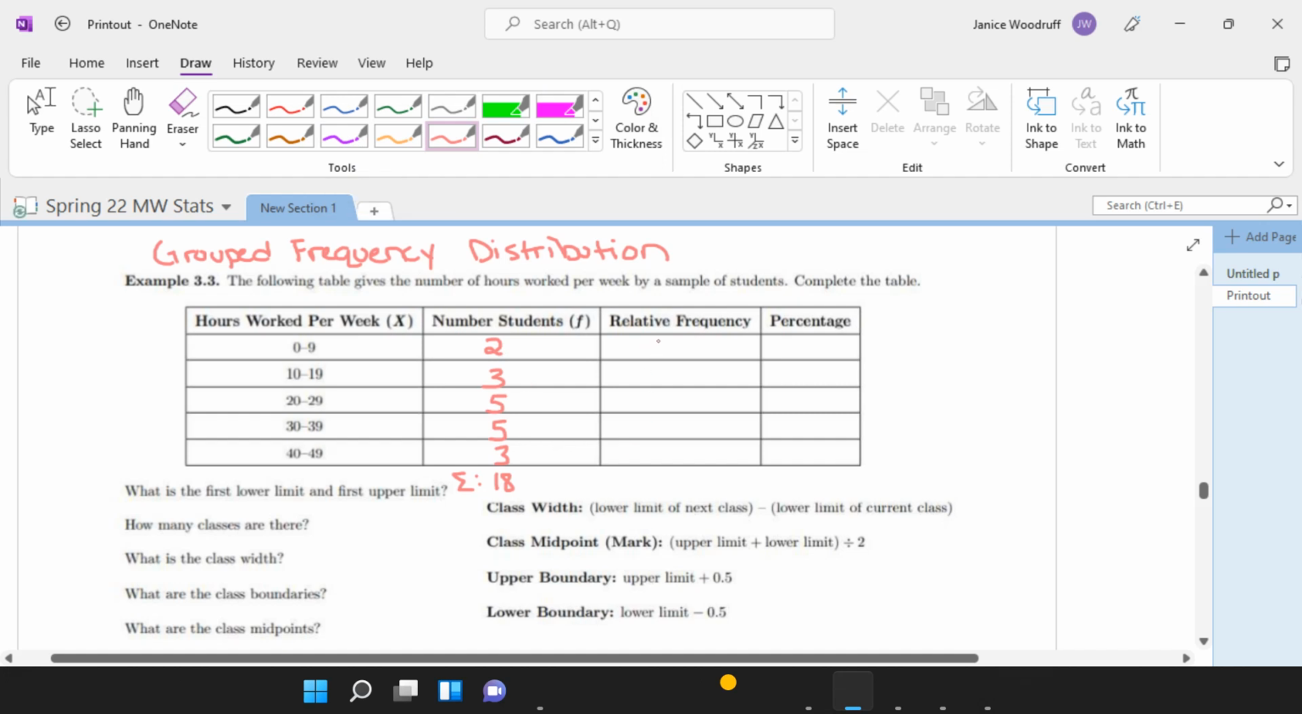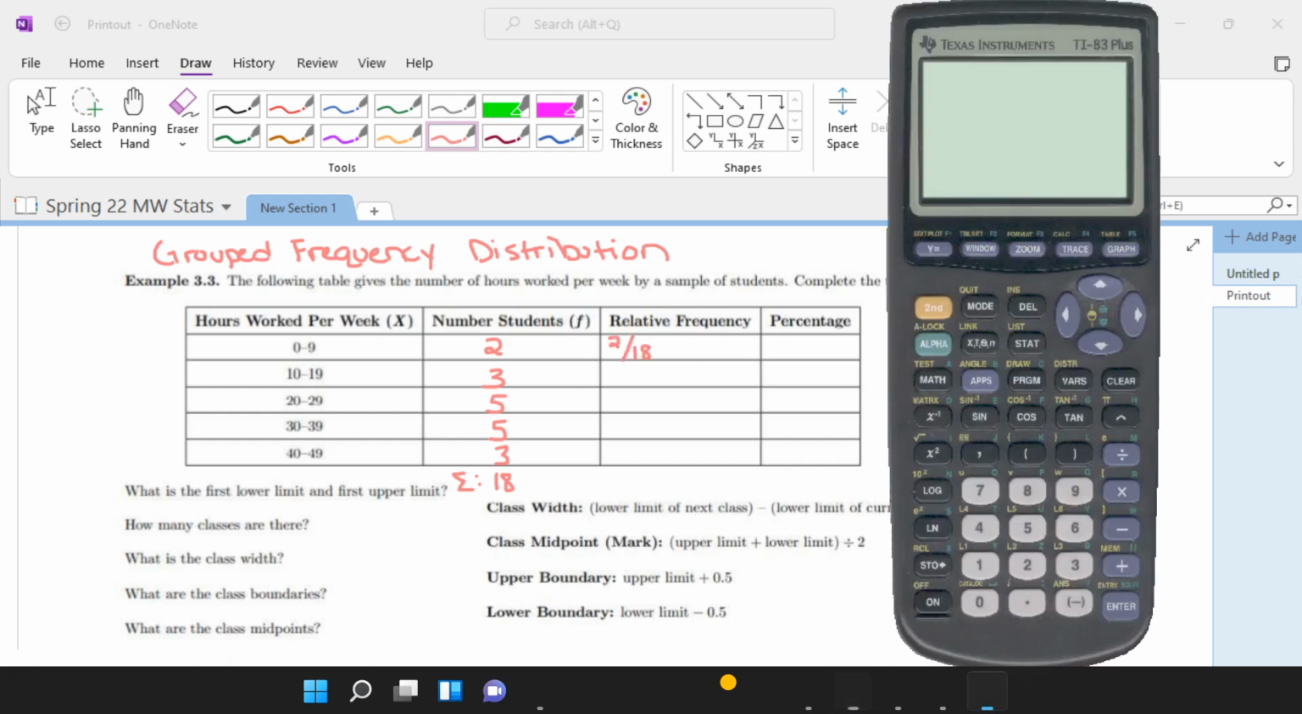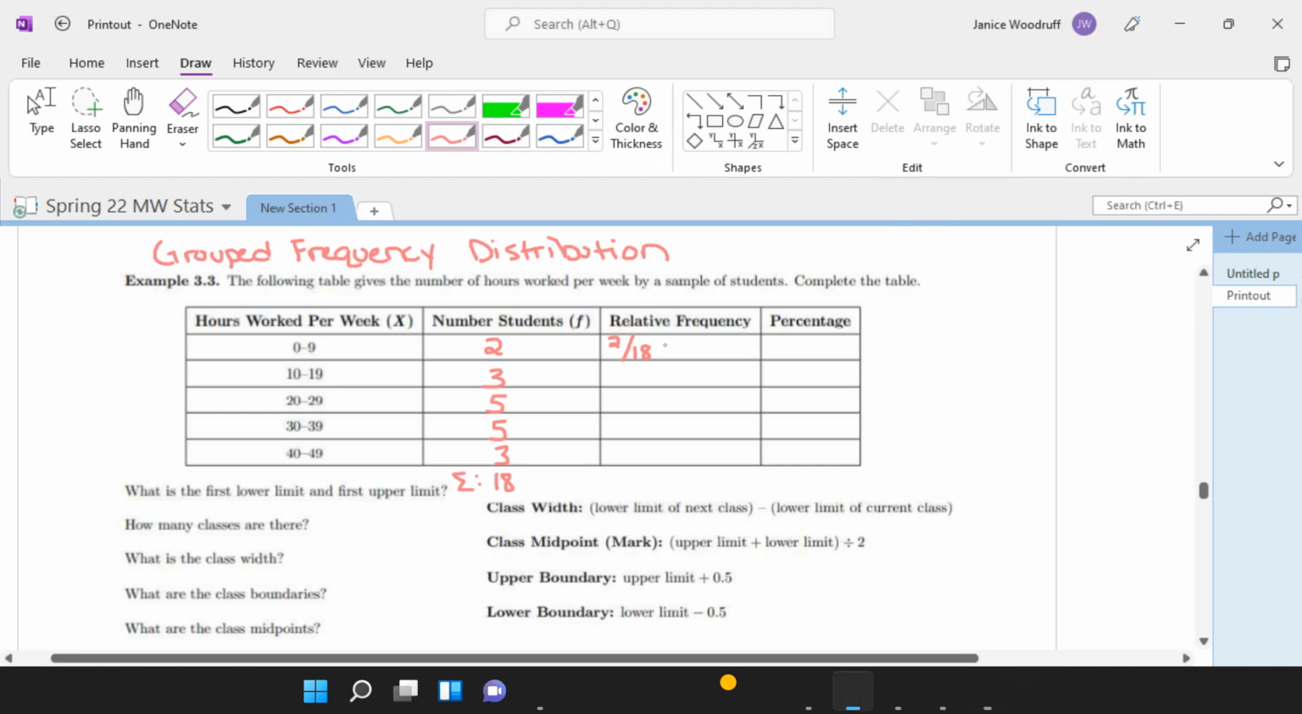Then you have relative frequencies. So we'll do 2 out of 18. That should be 1/9, so it's going to be a repeating decimal there. So it's going to be 0.111. And then as a percentage, it would be 11.1%. I'm just going to go ahead and round that to 11% for percentages.